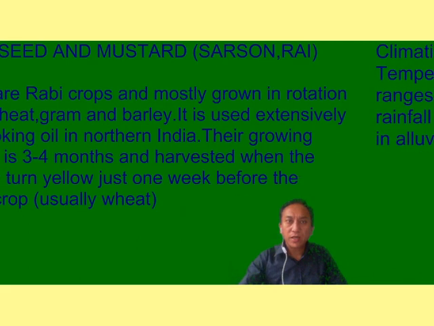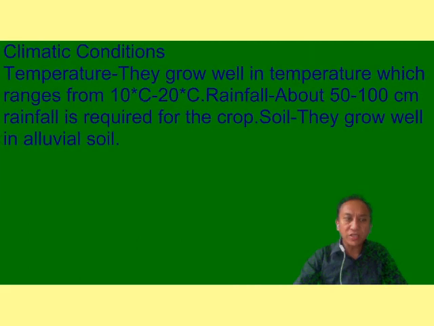The climatic conditions, if you see here, they grow well in temperatures which range from 10 to 20 degrees centigrade. Rainfall, about 50 to 100 centimeters of rainfall is required for this crop, and the soil, it grows well in alluvial soil. So this is the temperature that is required.